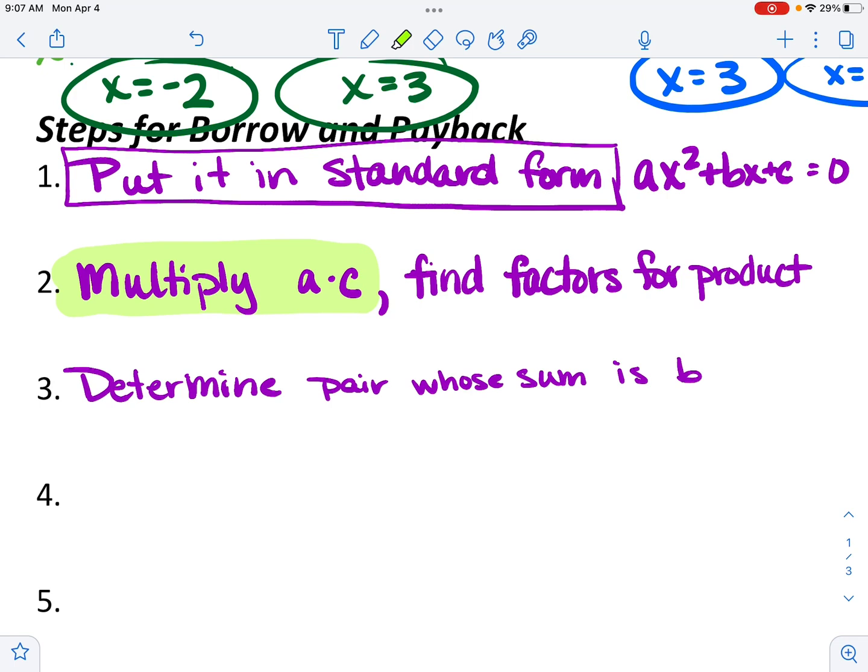And that's where we're borrowing. The C is going to borrow from the A. It's going to say, hey, can I borrow you for a second? It's going to come over to it. We're going to do some math with it. And then we have to pay it back.